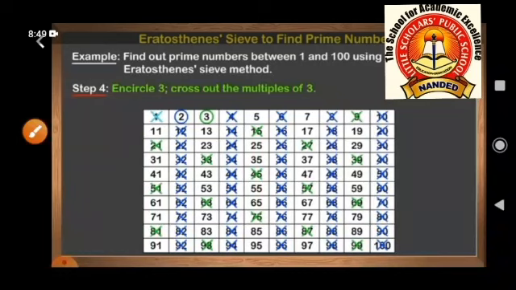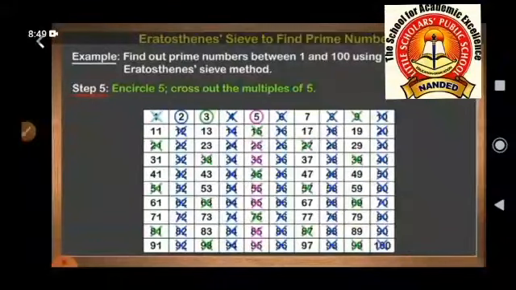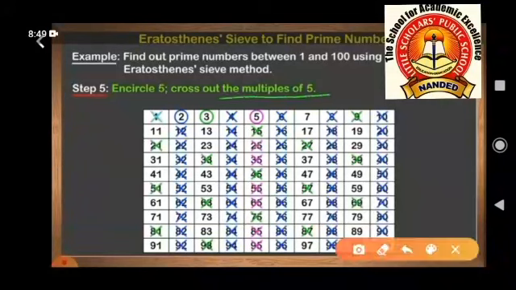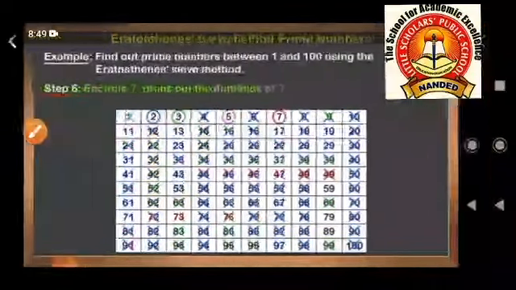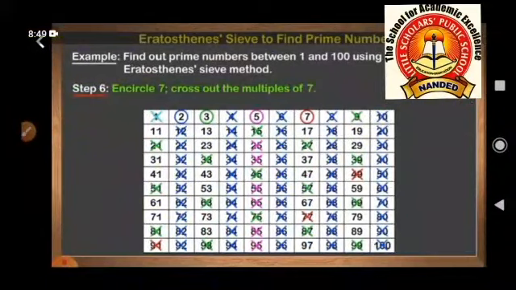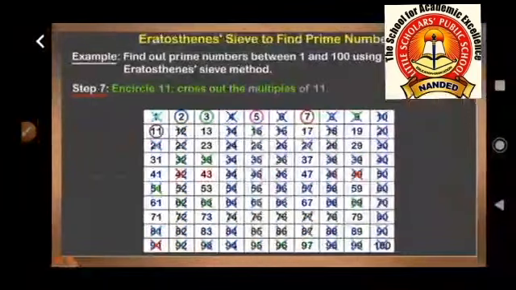Now what about step 5? Same thing: he encircled 5 and crossed out all the multiples of 5. In step 6, he took 7, encircled it and crossed out all multiples of 7. Next 11, crossing out all multiples of 11.